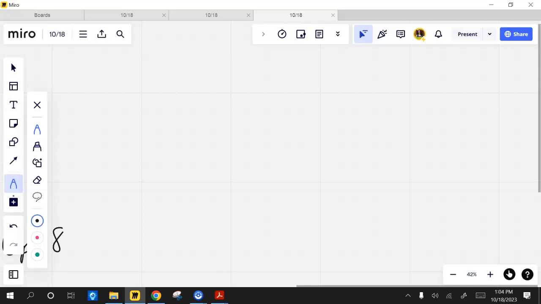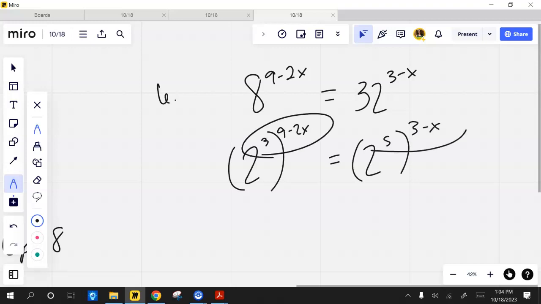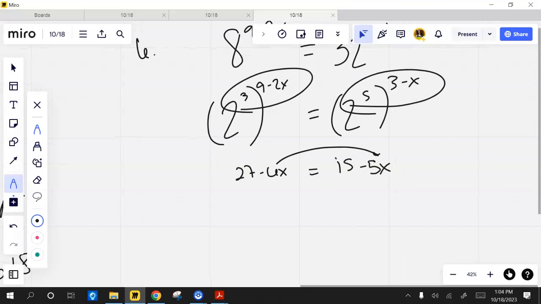Yeah. Give me the problem. Three minus. I'd make these have a base of 2. So 2 to the 3rd and 2 to the 5th. 27 minus 6x. I'm going to add 6x and subtract 15. So I'd get 12 equals.